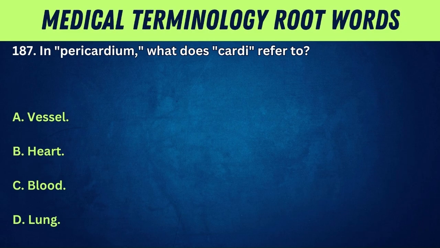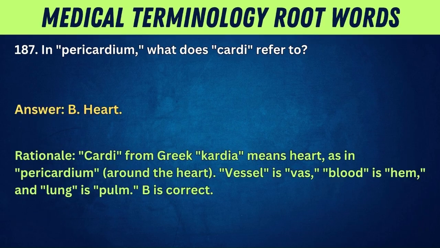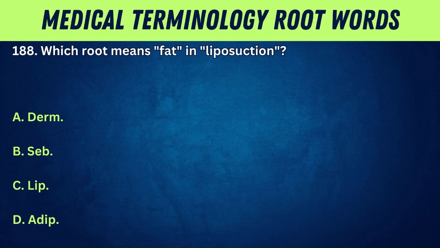187. In pericardium, what does cardi refer to? A. Vessel. B. Heart. C. Blood. D. Lung. Answer: B. Heart. Rationale: cardi from Greek cardia means heart, as in pericardium, around the heart. Vessel is vas, blood is hem, and lung is pulm. B is correct.